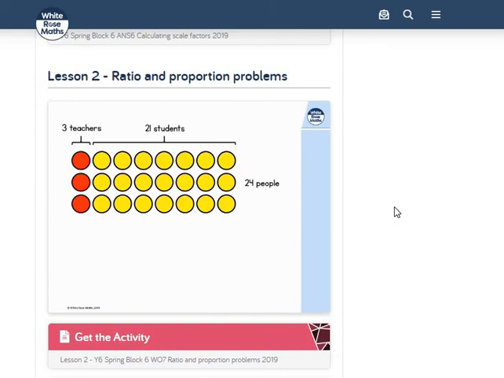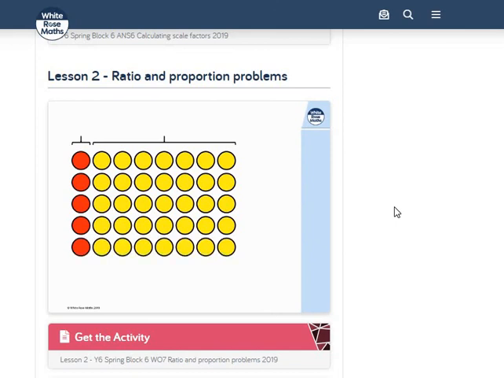It might help if you're working this through to calculate and write down all the totals as you go, so you can see any patterns forming. Let's add another one. Another teacher, another 7 students. So now I have 4 teachers and 28 students, giving me 32 people. Let's add another teacher. I've got 5 teachers and 35 students. 5 and 35 is 40. Okay, I've worked it out. So for 40 people, there will be 5 teachers and 35 students.